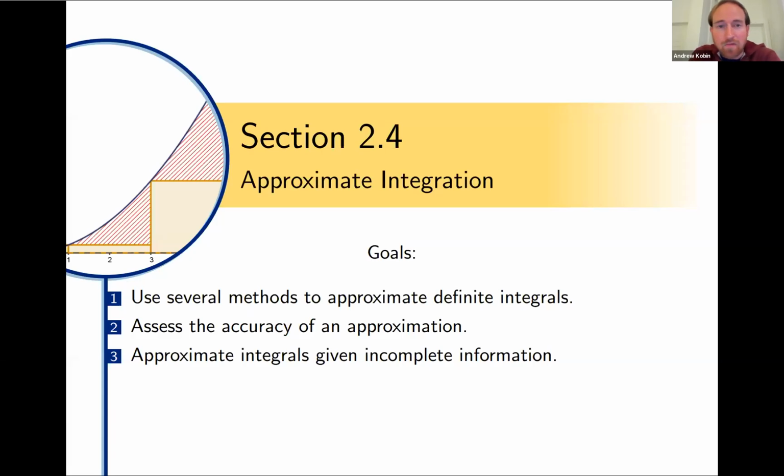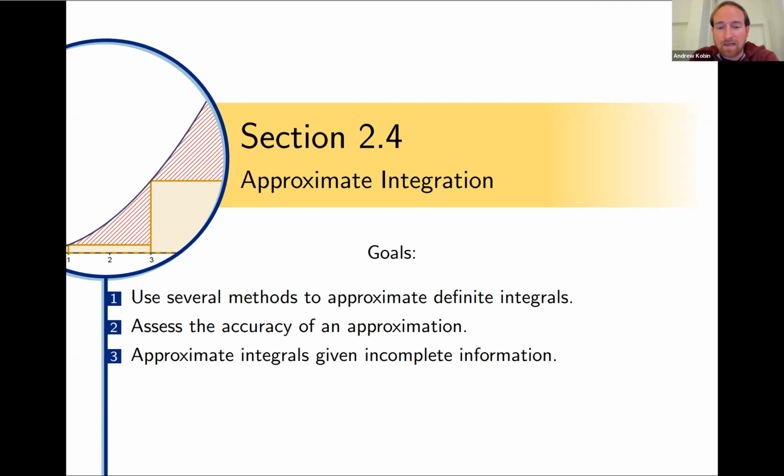This is the video for lecture 2.4 on approximate integration. In this video, we will learn and then use several methods to approximate definite integrals to find, namely, the area under a curve or related quantities. And more importantly, and for most of the video, we'll spend some time assessing our accuracy with these approximations.